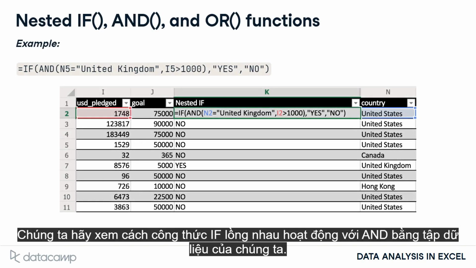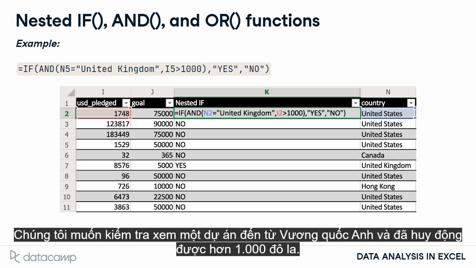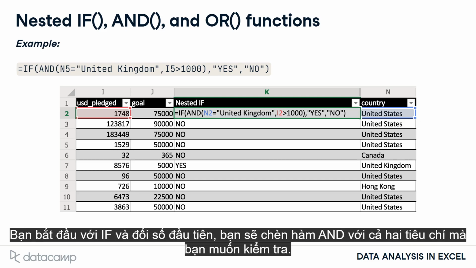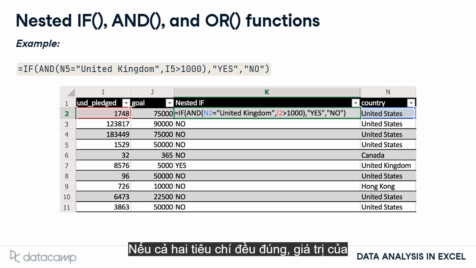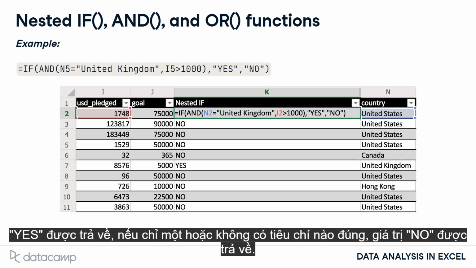Let's take a look at how the nested IF formula works with AND using our dataset. We want to test if a project is from the United Kingdom and raised more than $1,000. You start with IF, and for the first argument, you will insert the AND function with both criteria you want to test. If both criteria are true, a value of yes is returned. If one or none of the criteria is true, the value no is returned.